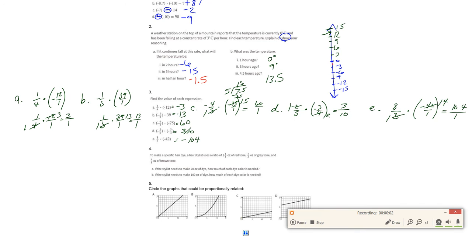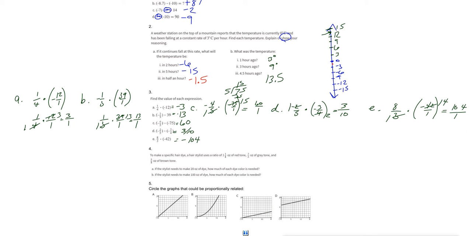Alright, number 4 on lesson 9 is probably going to be a popular one for people to watch the video, because I could see some of you struggling with finding the answer to this. So we're mixing a specific hair dye, and it needs red tone, gray tone, and brown tone, a little bit of each in ounces, and we're trying to make it where it all adds up to 20, and then of course where it all adds up to 100. And what makes this a little complicated is that the ratio here all has fractional parts.